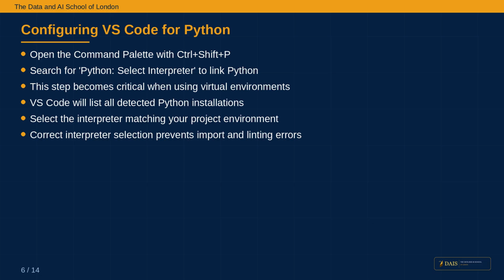Installing extensions is only half the setup. You also need to tell VS Code which Python installation to use. Open the command palette using Ctrl+Shift+P on Windows and Linux, or Cmd+Shift+P on macOS, and search for Python: Select Interpreter. VS Code will display every Python version it can detect on your system. Select the one you just installed. This step becomes especially important once you start creating virtual environments, because each project will have its own isolated Python, and VS Code needs to know which one to use. Getting this right eliminates a large category of confusing import errors.